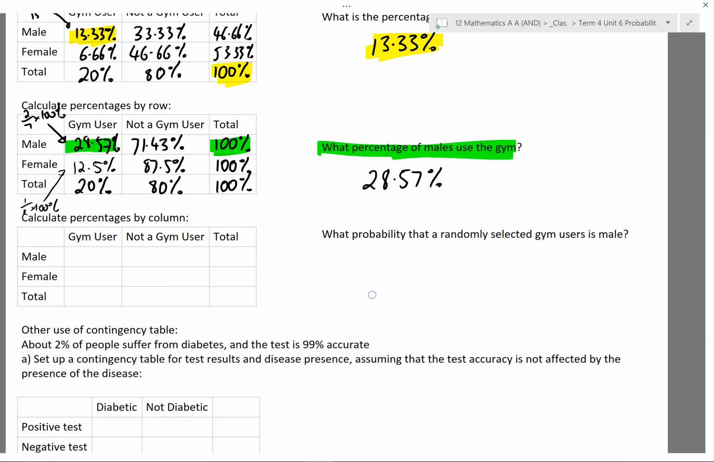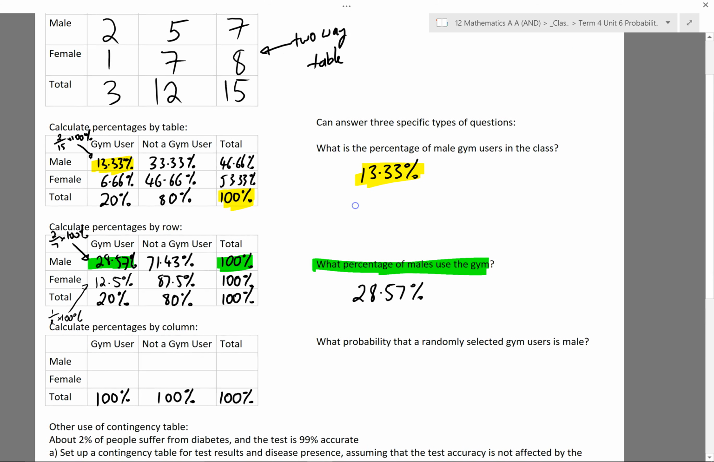Finally, calculating percentages per column. That means for each of these columns, the total needs to be 100%. And looking back at my table at the top, I'm using 3 as my 100%, so it'll be 2/3 converted into a percentage. Yeah, just looking at that 2/3 as a percentage. And I'll obviously do the same thing for all these other cells as well.